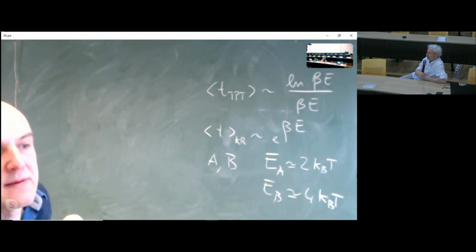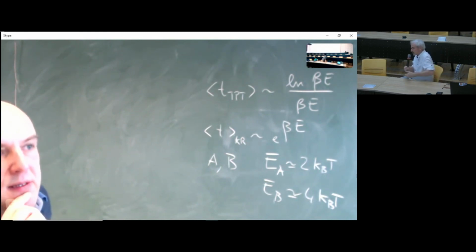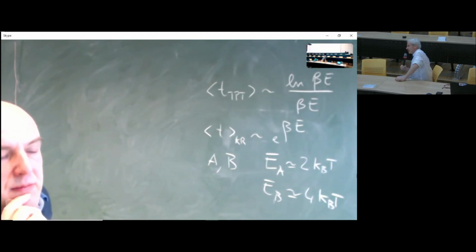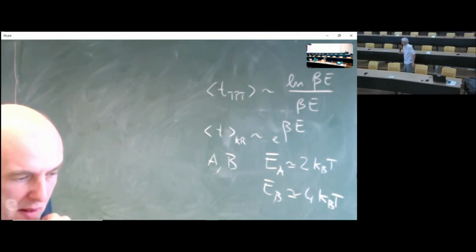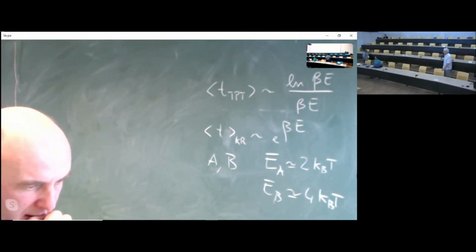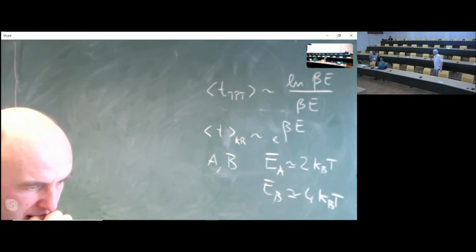Okay. So in Kramer's reaction rate theory, this is somehow ignored or neglected because there is a particular scale, I don't remember the scale, where this transition is neglected. Okay, I give back to Anupam.